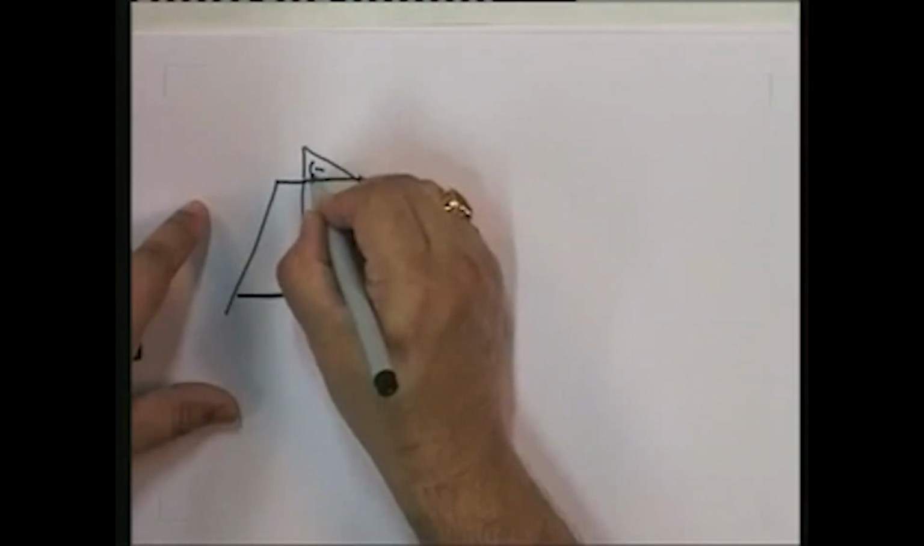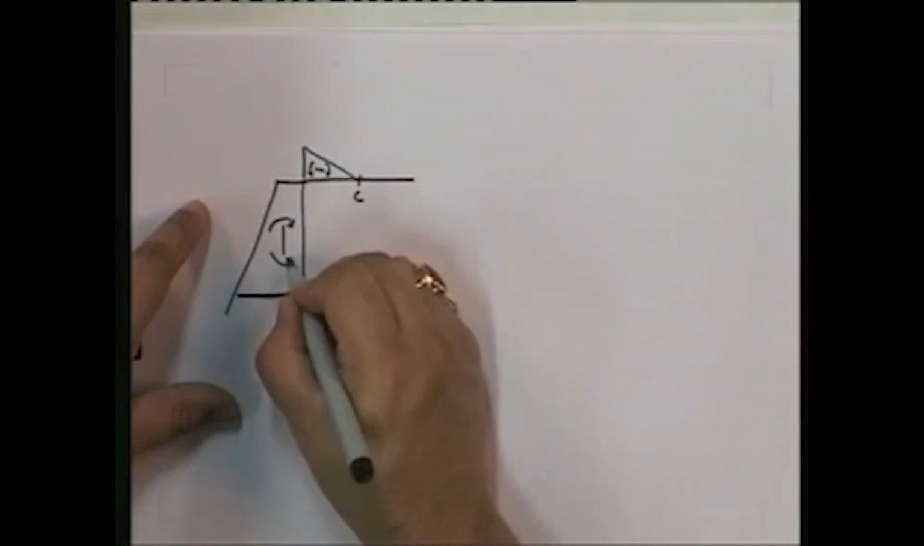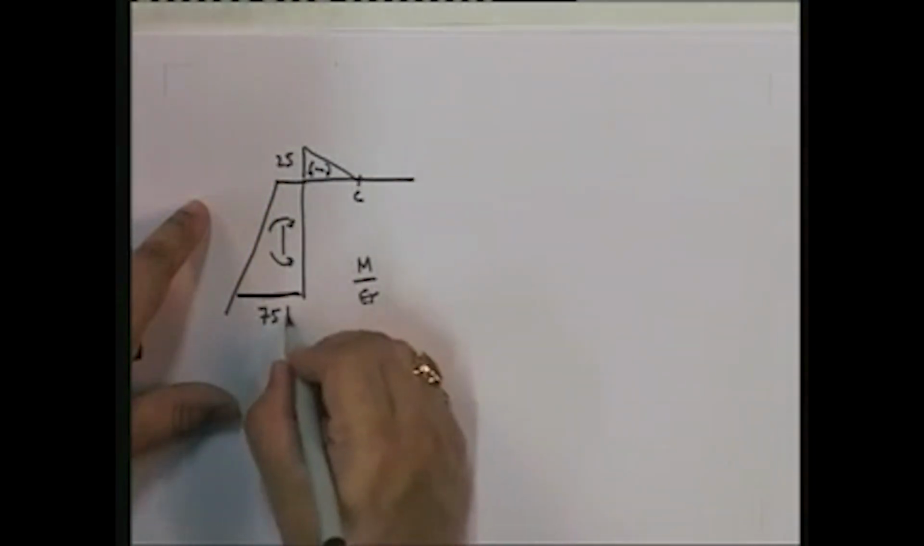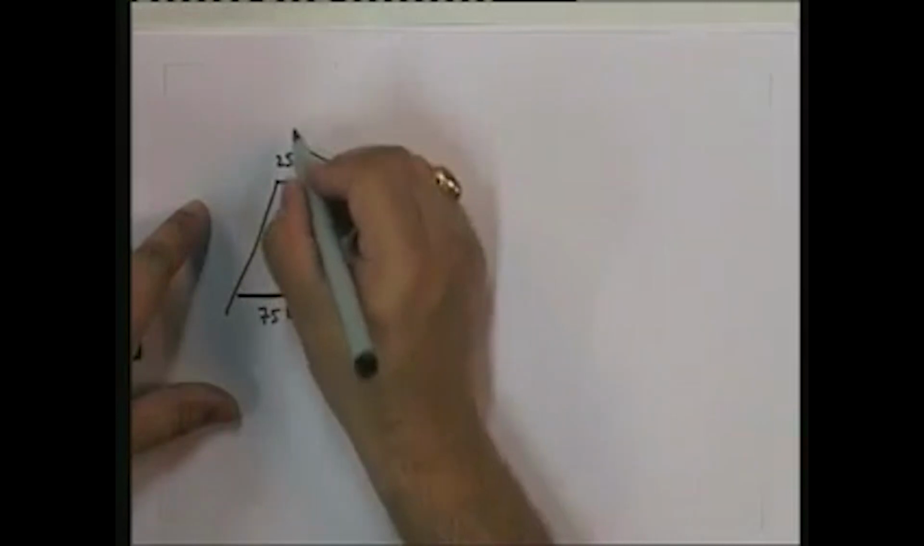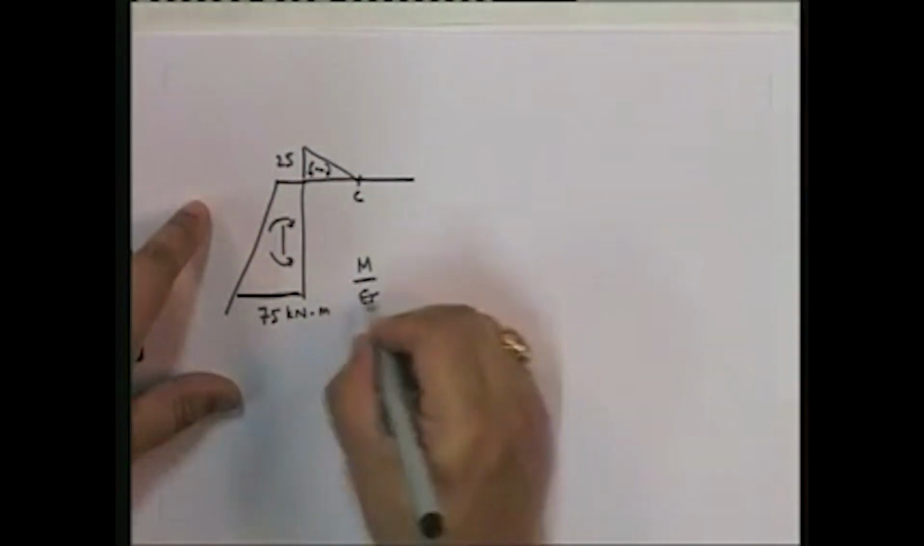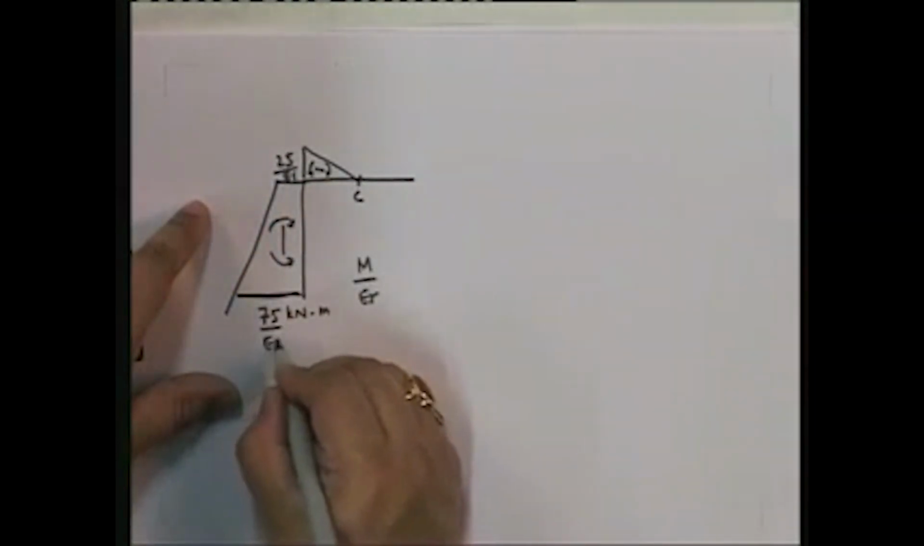This is hogging, 25, 75. These are kilonewton meter because the loading is kilonewton and the forces are. So these are 25 by EI and 75 by EI.